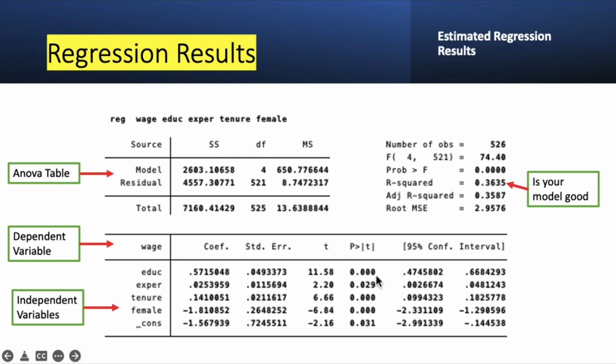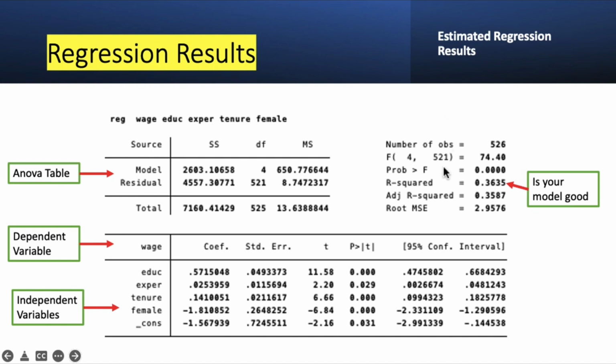The output will have an ANOVA table, and then you have a dependent variable, which means we are trying to explain wages. And what are the factors that are being used to explain wages? These are the independent variables, so education level, experience, tenure, and whether you're a male or a female. In this case, we're using female as the dummy variable over here to explain gender impact.